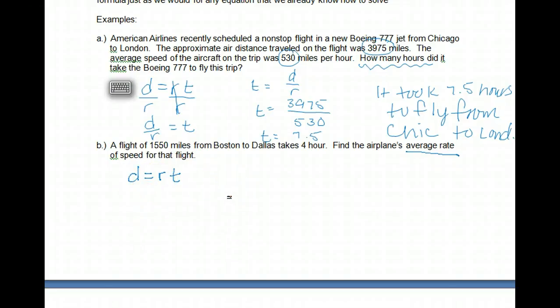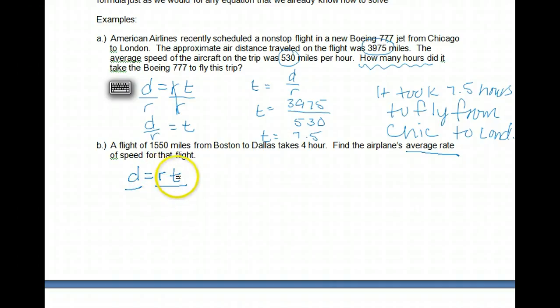Again, the original formula in its original state is solved for distance. Essentially, I don't care about distance. I'm being asked to find the rate of the problem. So before I do any substitution, I want to manipulate this formula in order to solve it for rate.